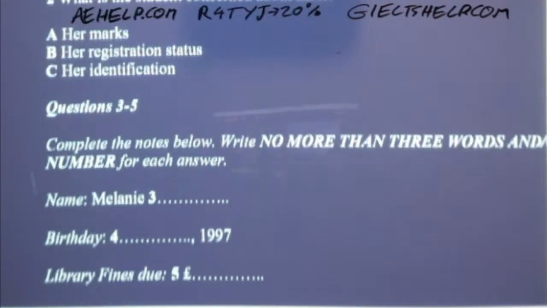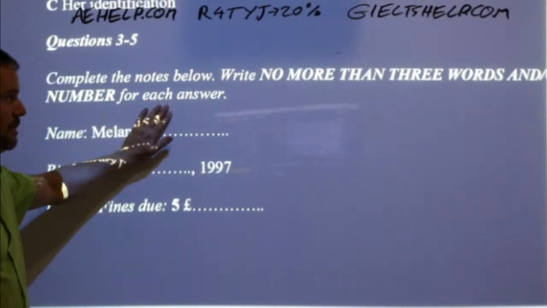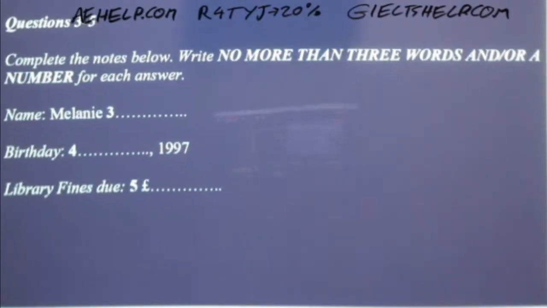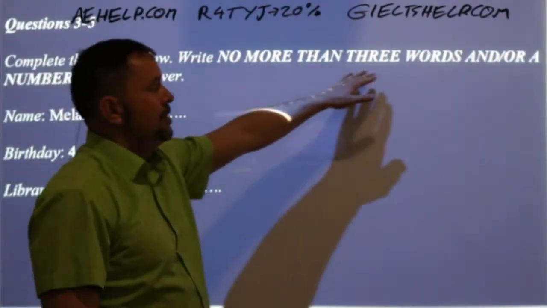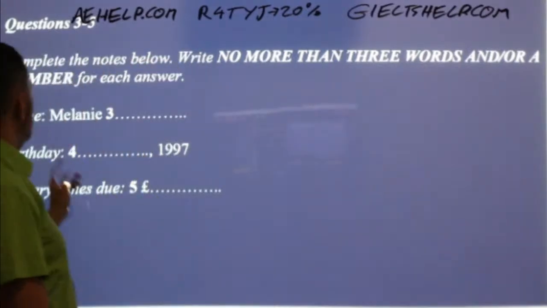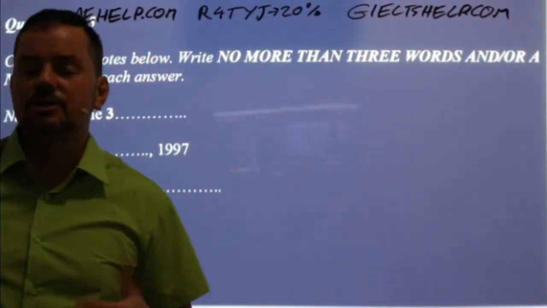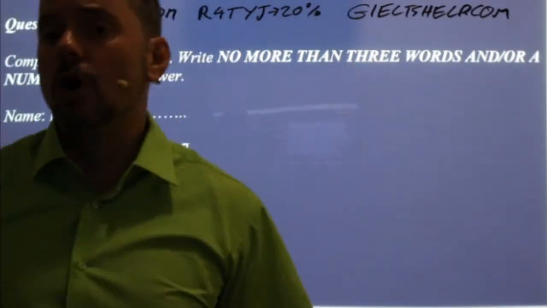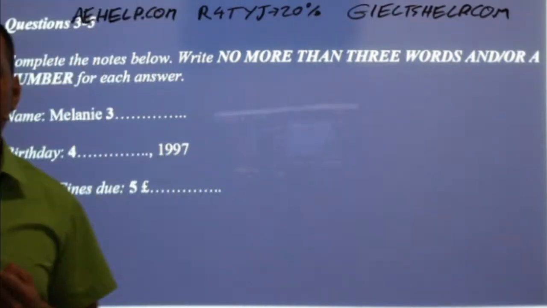Okay. So then questions 3 to 5, this was some information about the student so that the registrar can look up what the issue is for her registration. Pay really close attention here, no more than 3 words and or a number. So her name is Melanie something. She spells it for part one and part two. They almost always give the spelling. So wait for the spelling.